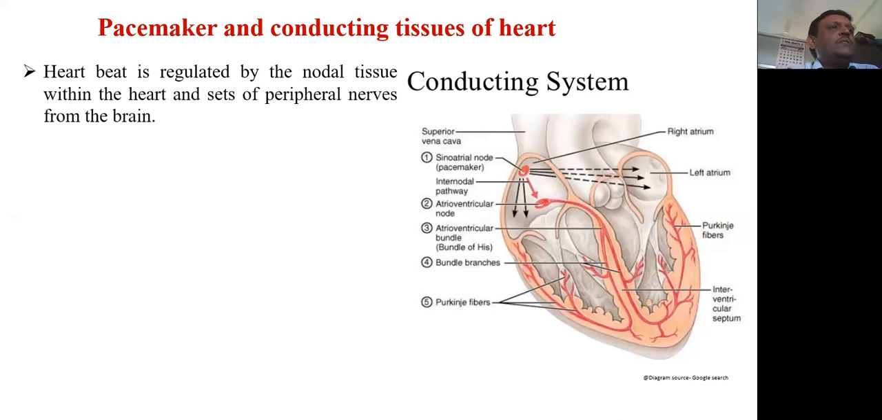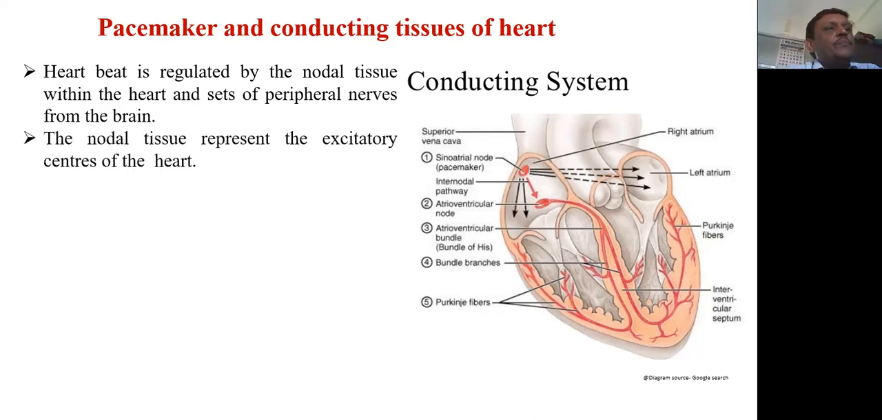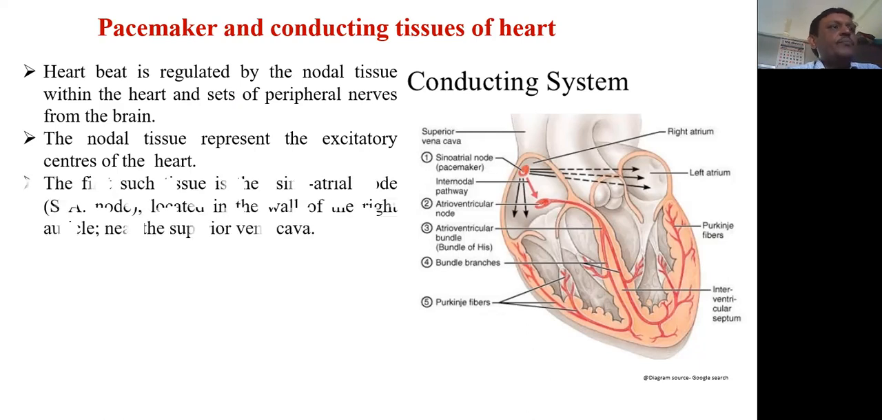Now, heart beats are regulated by nodal tissues which are present within the heart and the set of peripheral nerves which are coming from the brain. So due to coordination of these two things, the heart beats are regulated. The nodal tissues which are present, these represent the excitatory centers of the heart. So these are the excitatory centers which are excited by particular nerves.